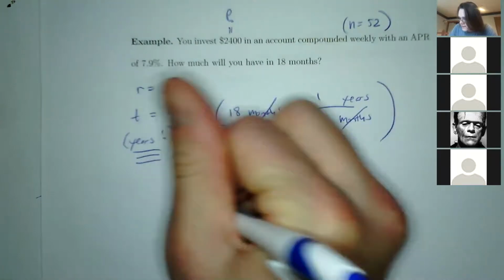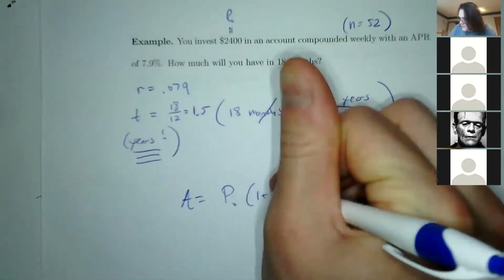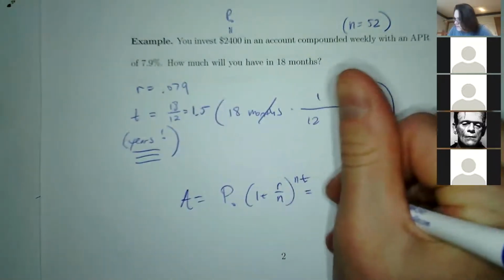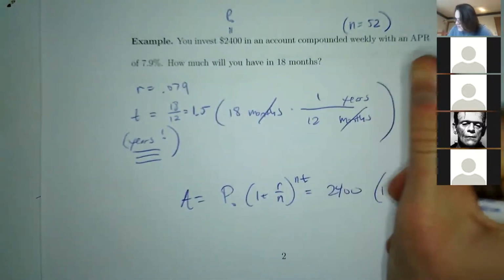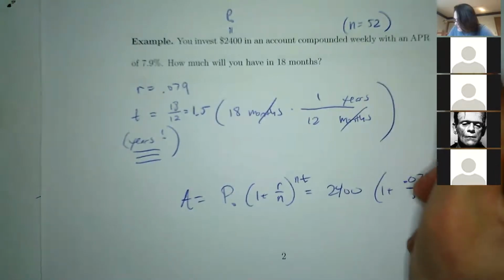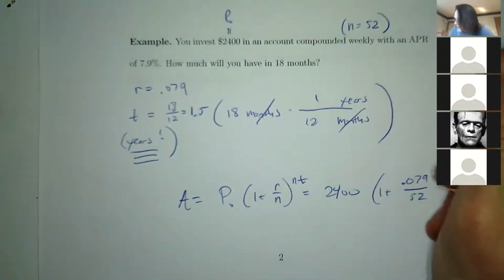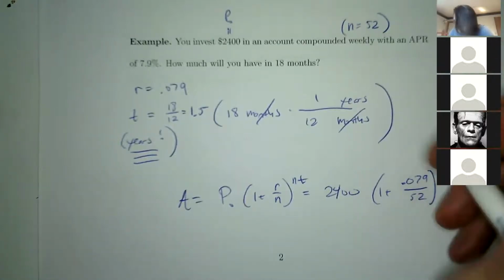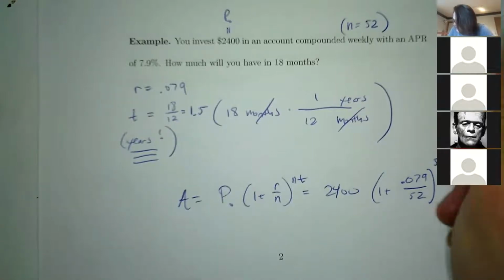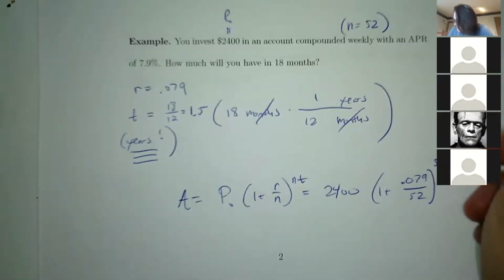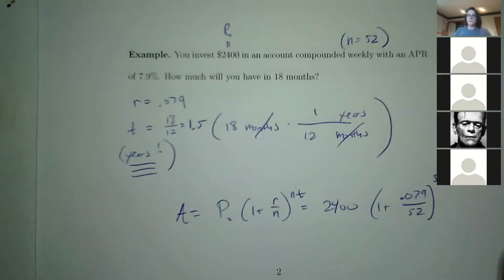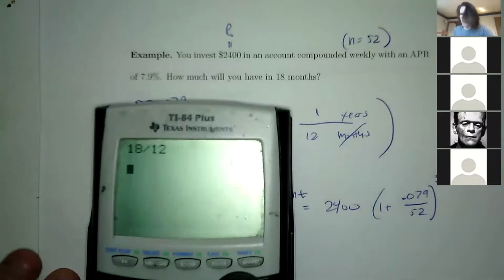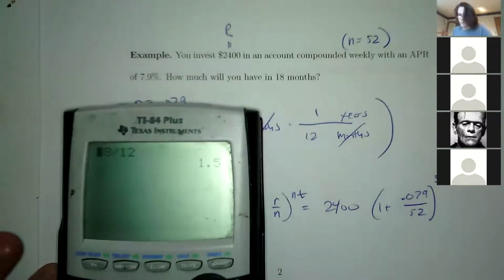So now your A, again, P naught times 1 plus R over N to the N T. Then you just plop it all in. So 2400 times 1 plus 0.079 over 52. So you're getting a very tiny amount of interest every week because it's 7.9% divided by 52. But you're doing it 52 times 1.5 times in total. So that's kind of the payoff. The more compoundings you do, the better off you'll be, essentially, up to a certain point, really.